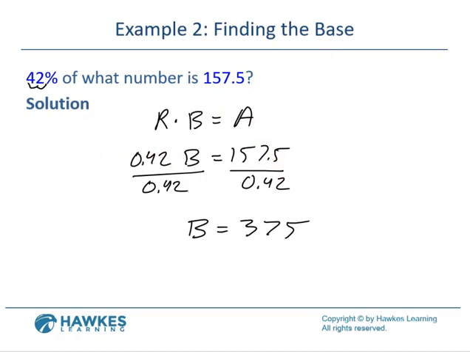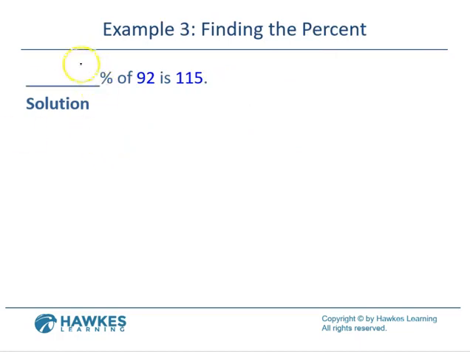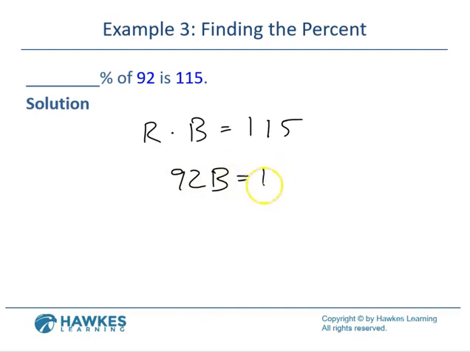Okay, let's try another one here. What percent of 92 is 115? So we've got our rate times the base is equal to 115. Well, I don't know what this R is, but I do know my B is 92. And I could rewrite that as 92R, because remember, multiplication is commutative, so I can move it around. And that's all equal to 115.